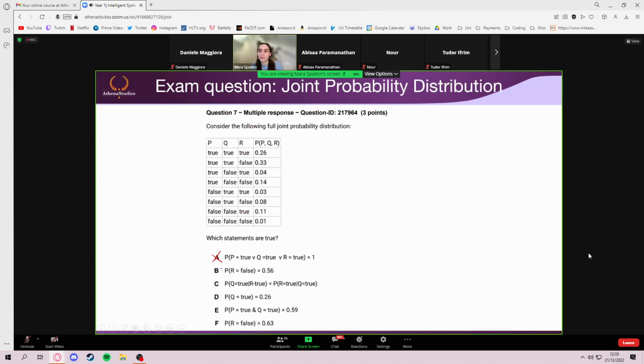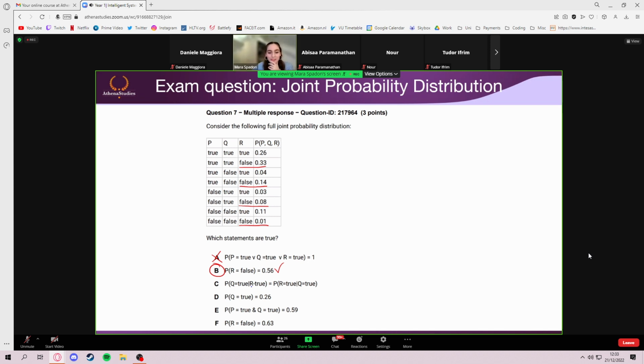So indeed, A is not true. And then for B, I added all of the probabilities of the cases where R is false. So that's 0.33, 0.14, 0.08, and 0.01. And that's correct. So B is true. Then for C, I wasn't quite sure, so I chose not to say that it was true.